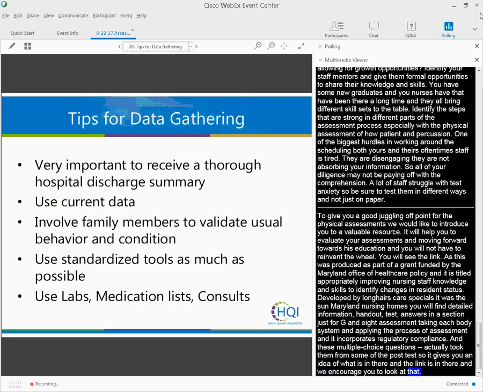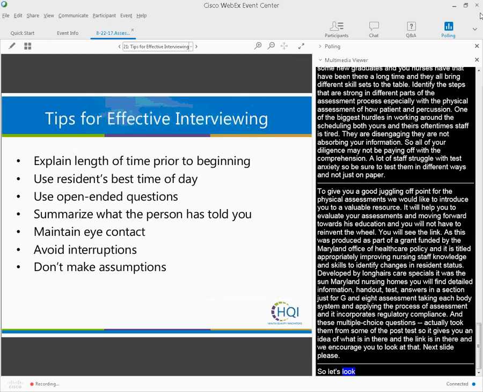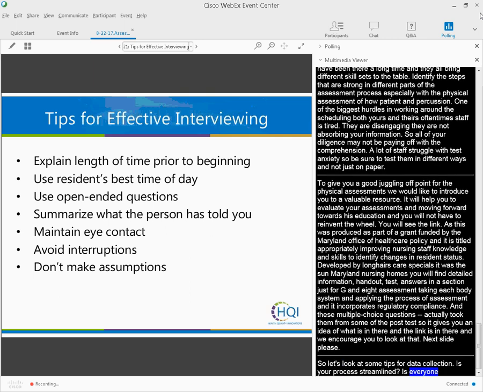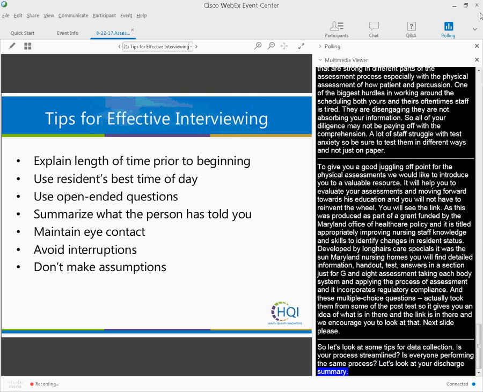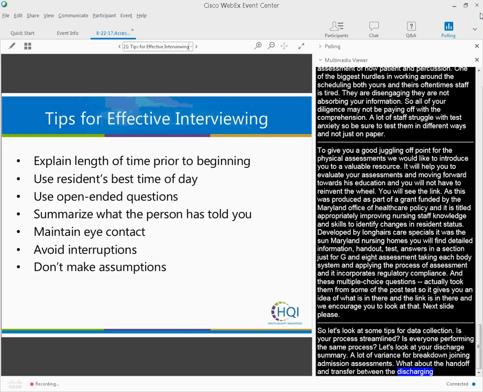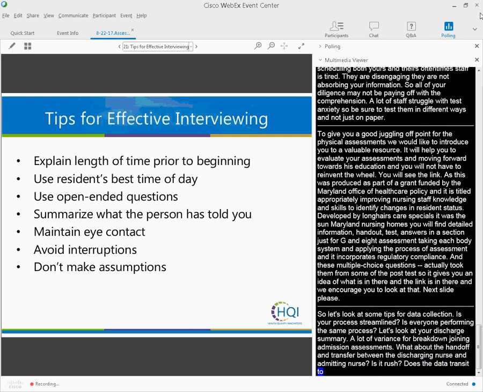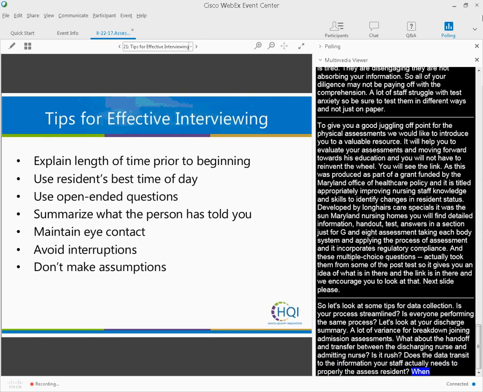So let's look at some tips for data collection. Is your process streamlined? Is everyone performing the same process? Let's look at your discharge summary. A lot of areas here for breakdown during the admission assessment. What about the handoff and transfer between the discharging nurse and the admitting nurse? Is it rushed? Is the data the hospital is giving you translating to the information that your staff actually needs to properly assess the resident? So when the resident shows up, you aren't taken off guard by their actual status versus what you thought you were getting.